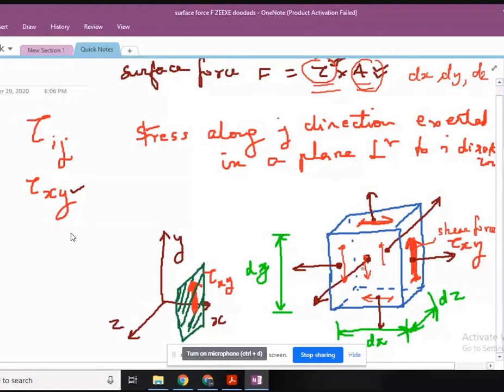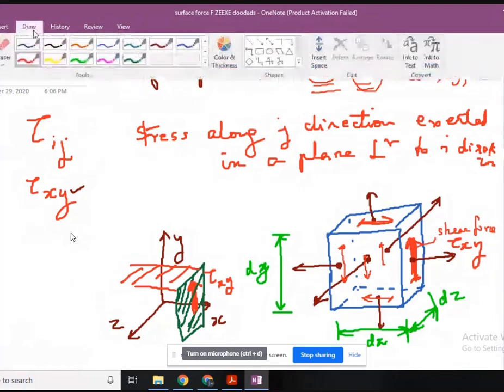Similarly, you can go on finding the other planes. What happens with this? You can go on finding on your own. I will just explain one. You should follow this notation. I hope it is clear. Is it clear?